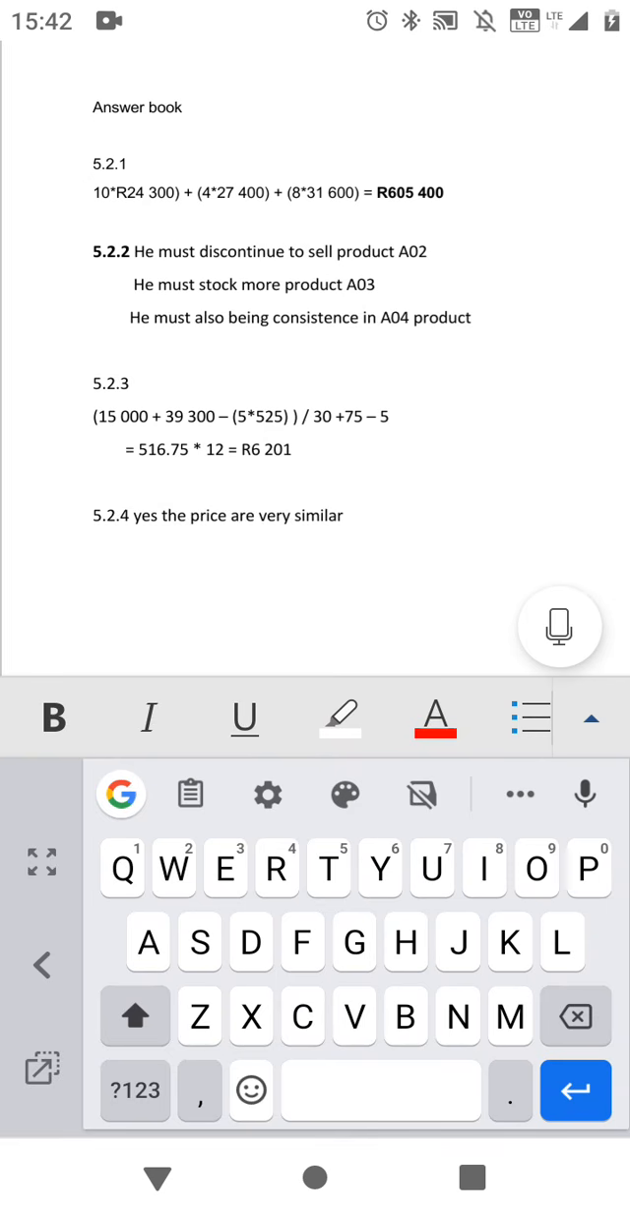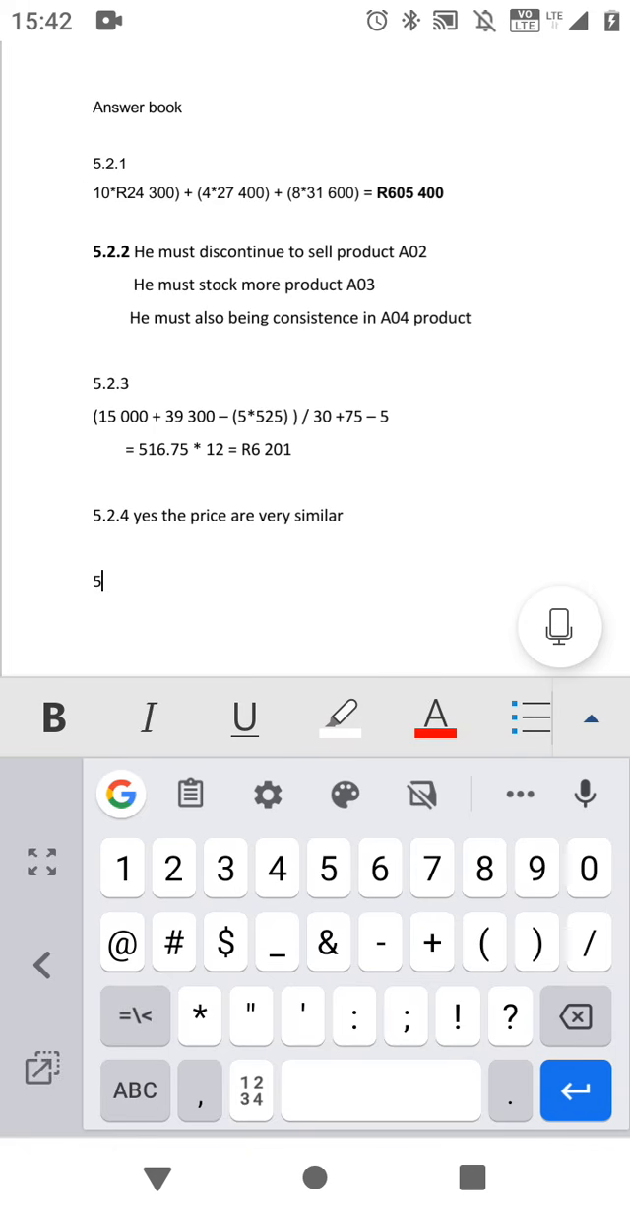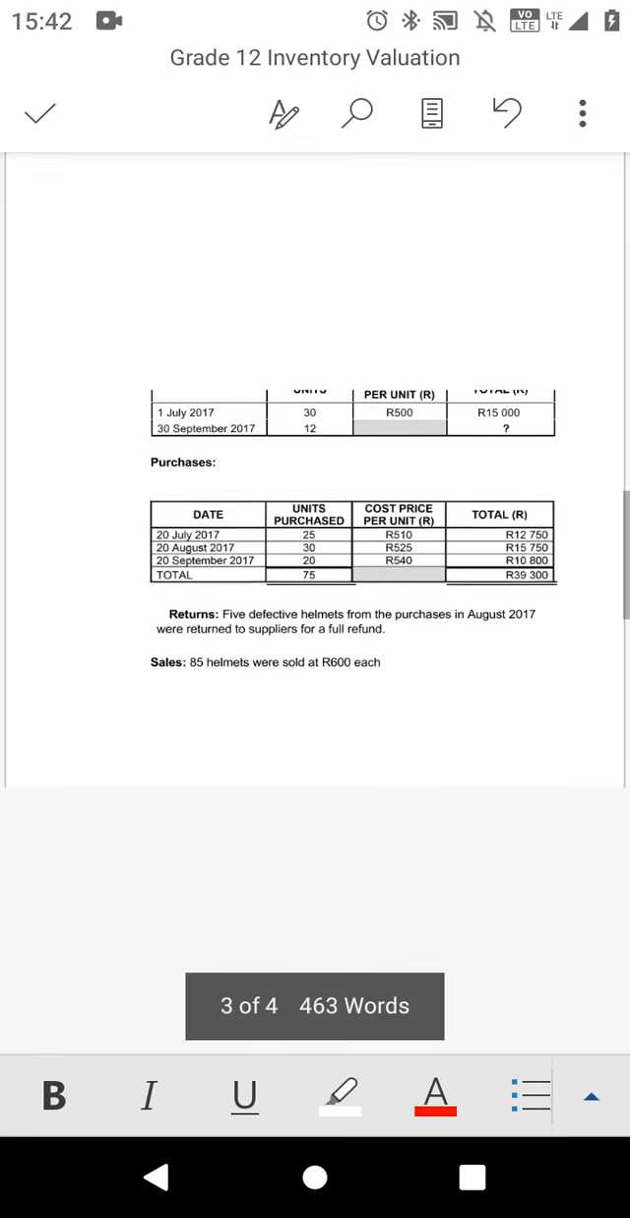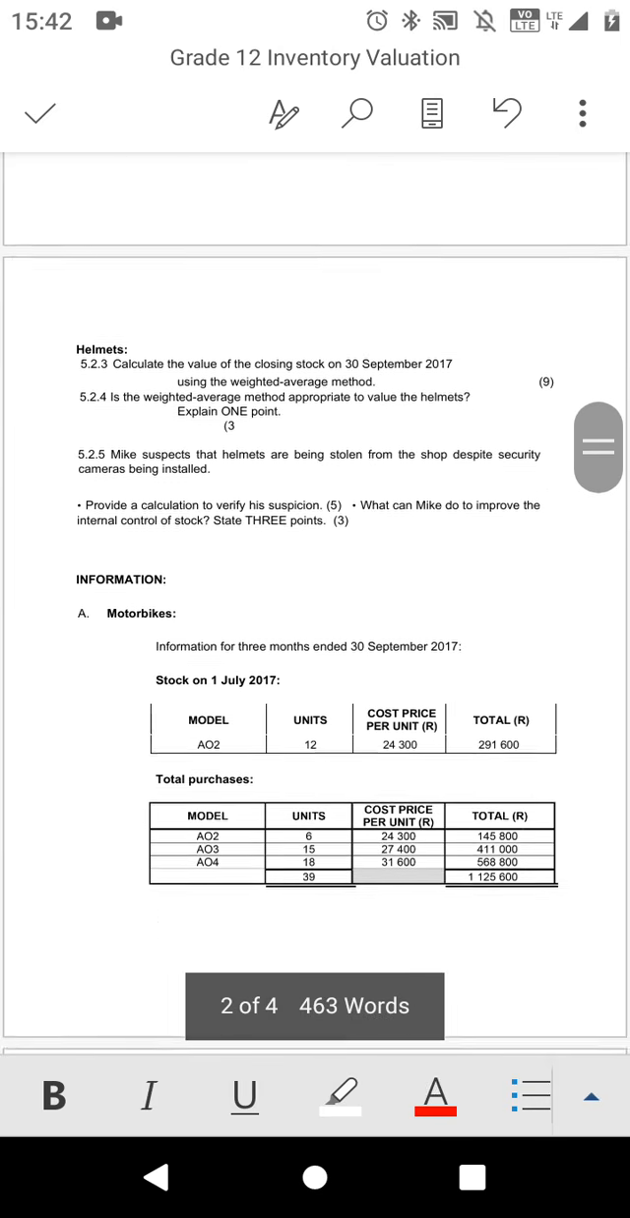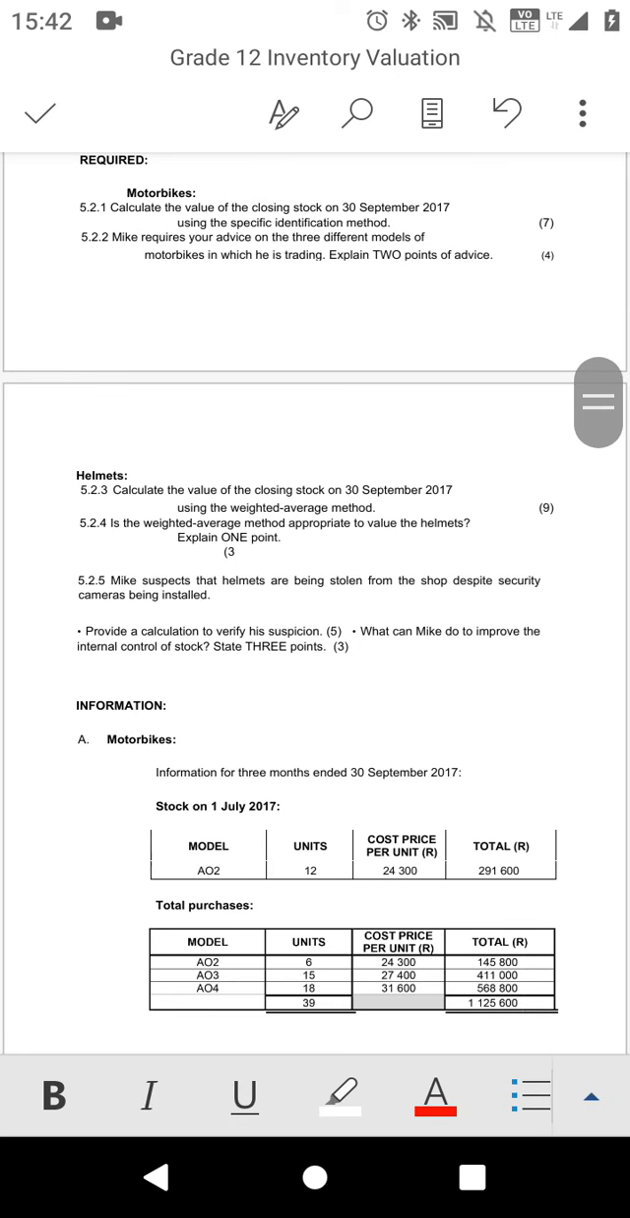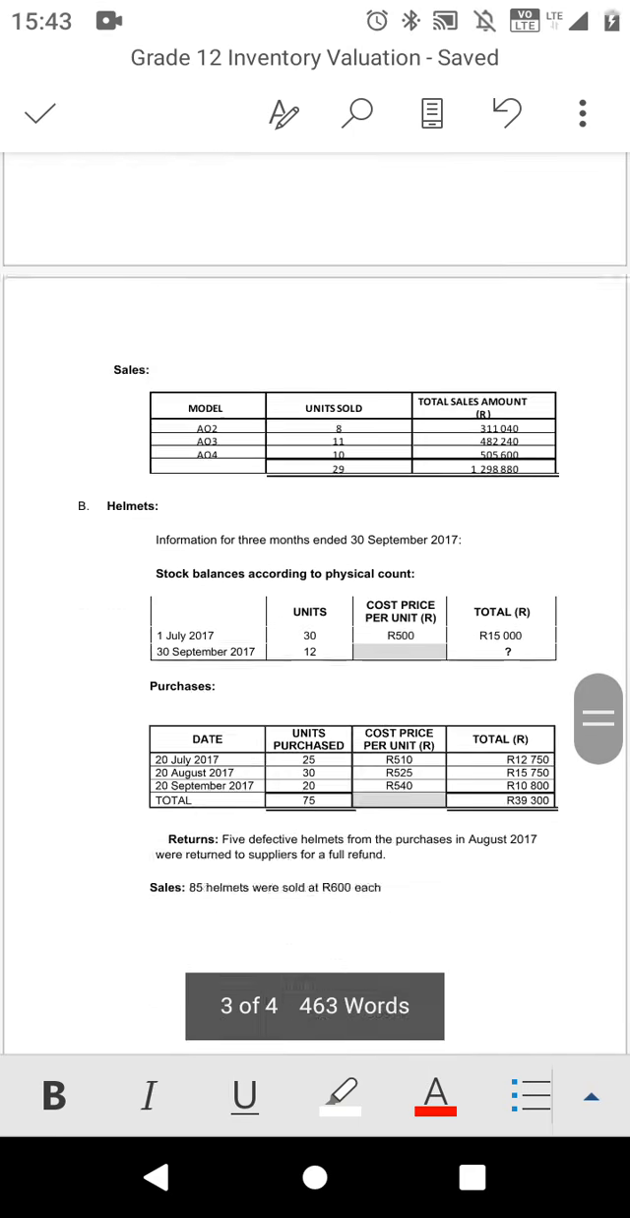Okay, now let's go to 5.2.5, the last one. Mike suspects that helmets are being stolen from the shop despite the security camera being installed. Provide a calculation to verify his suspicion. What can Mike do to improve internal control of stock? State 3 points. Firstly, we have to verify by calculating if there is any shortage. How do we calculate the shortage?